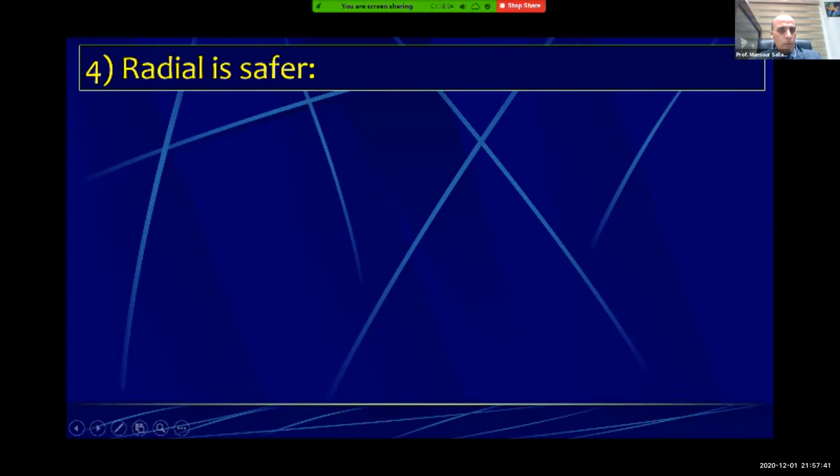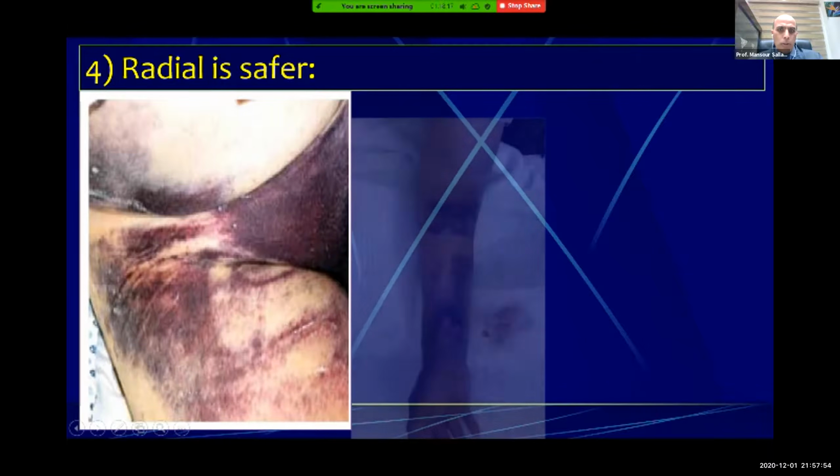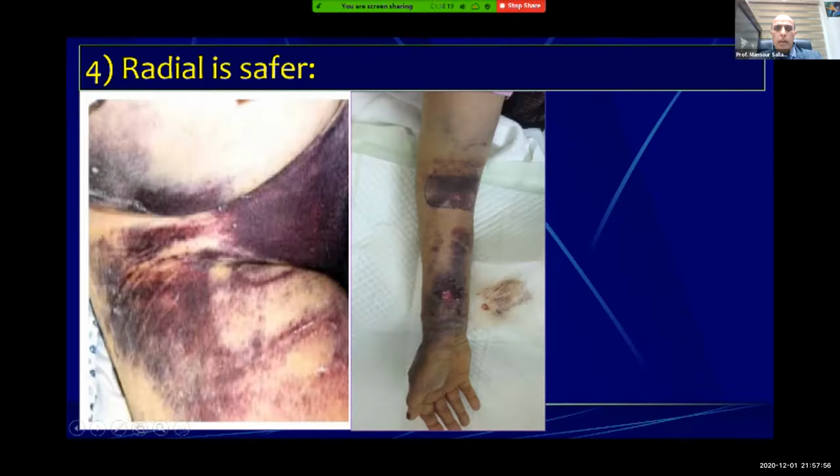The fourth fact that you have to know, and you have to be insistent about it, is that radial is safer as compared to the femoral approach. Fortunately, she is not my patient. I don't know her fate after this devastating perforation, complication, hemorrhage or hematoma. This is my patient. I know her very, very well. And this is after a devastating perforation as well, resulting in massive hematoma.